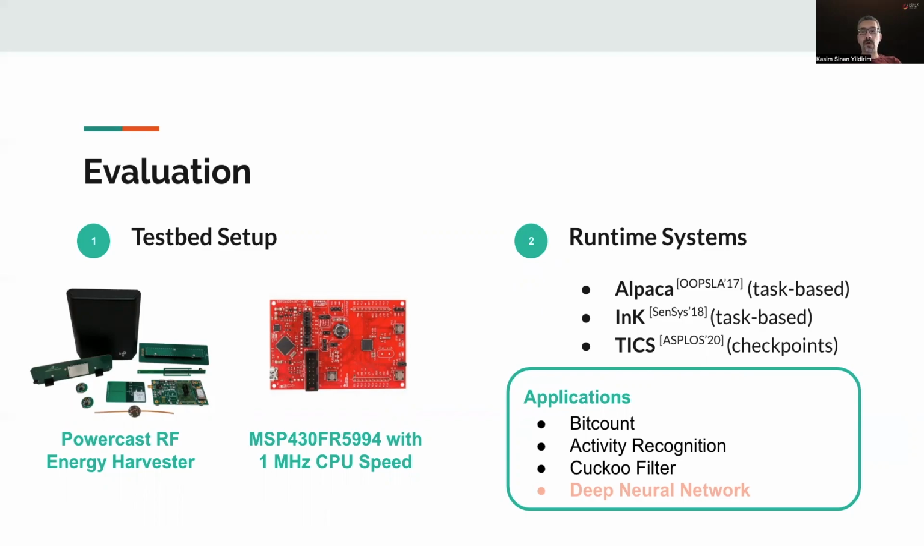As benchmarks, we consider the common benchmarks in intermittent computing, which are bit count, cuckoo filter, and activity recognition. We also consider deep neural network inference as a benchmark, since it includes computationally intense operations.